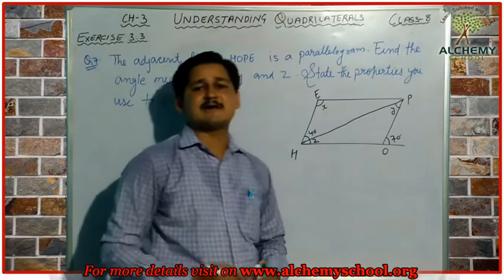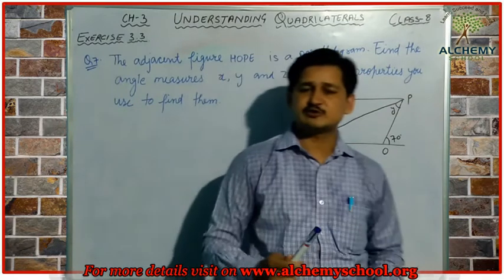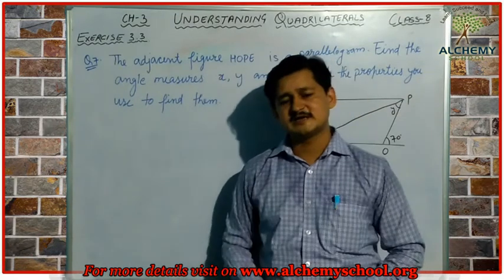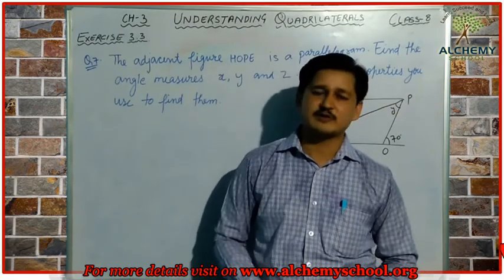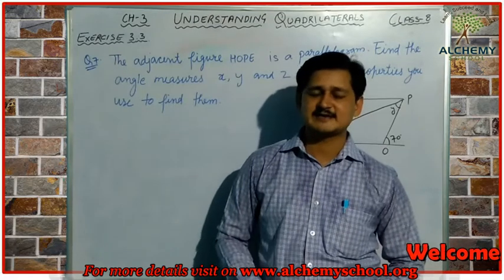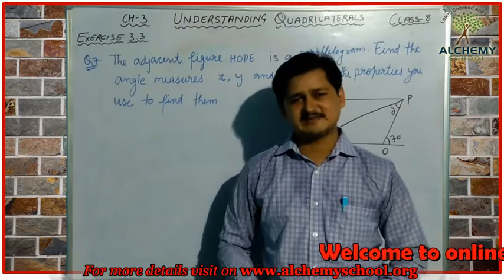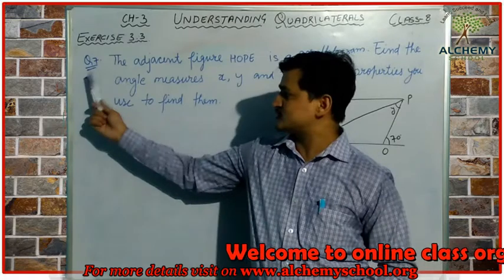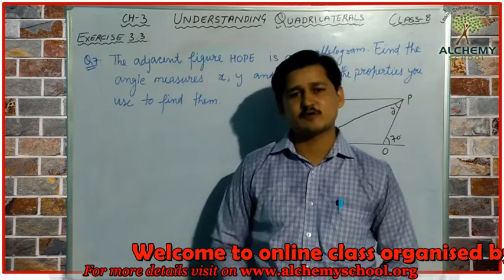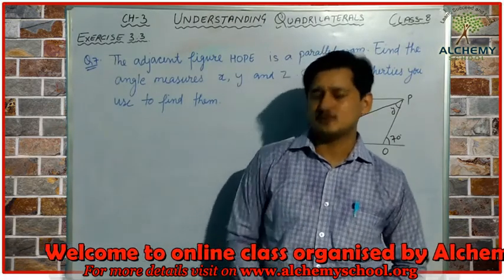So students, we have all seen how we can solve question number 6. It's very simple, it's very easy. When you try to solve it by yourself, you can understand it clearly. Now we are going to see the next question, question number 7. Let's see what is given here and what we have to find.